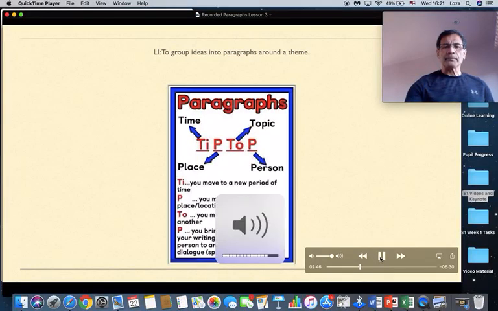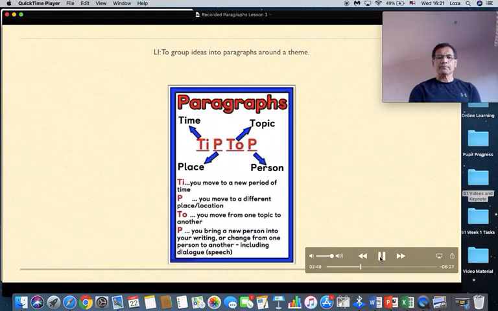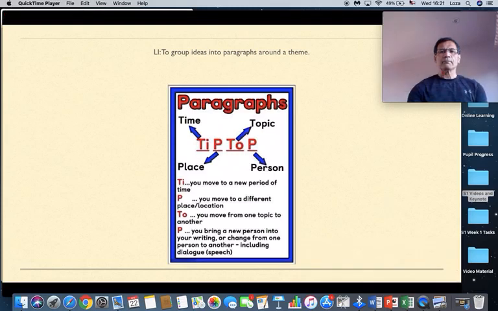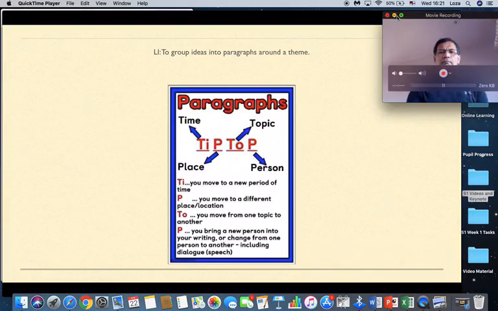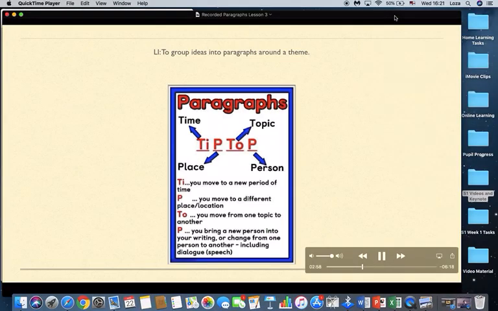So TI stands for time. You move to a new period of time, it means that you will have to move and create a new paragraph. P stands for place. If you introduce a new place in your piece of writing, you start a new paragraph. So if you start off at the airport waiting for your plane, and then you begin to talk about or write about being in the plane, you would then begin a new paragraph because you're in a different place or location.